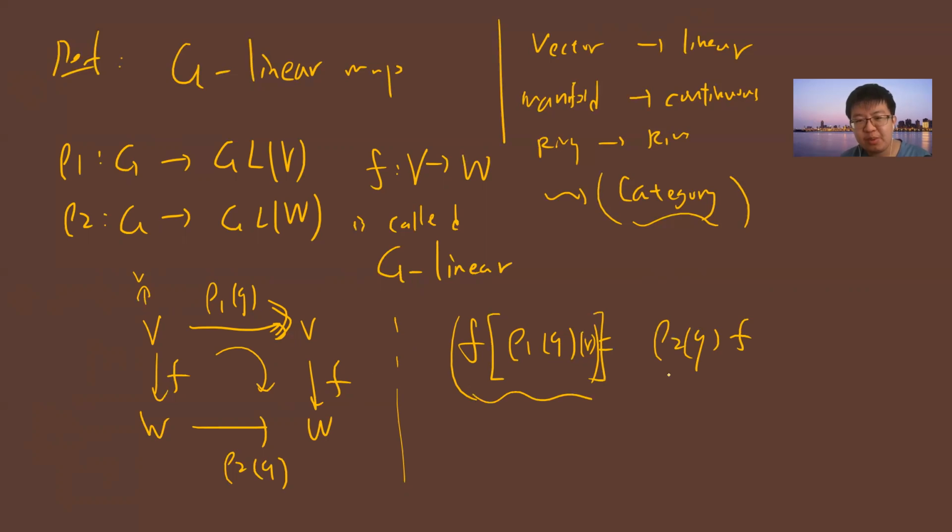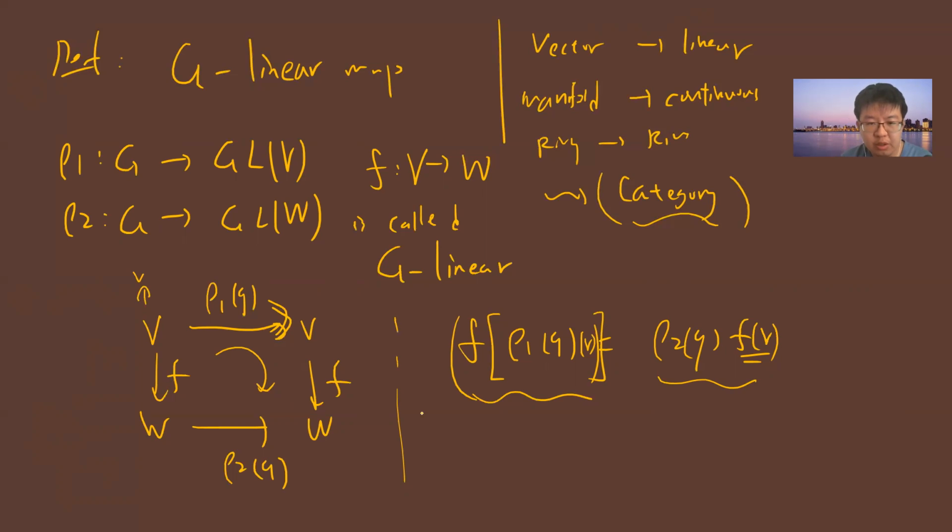So this is a linear map, becoming a vector in W. So ρ2(G) F means F of v: F of v is a vector in W, and ρ2(G) is an automorphism in W, so this is a vector in W. Both sides are vectors in W, and they should be the same. If you want to write it tediously, okay, but you know this.